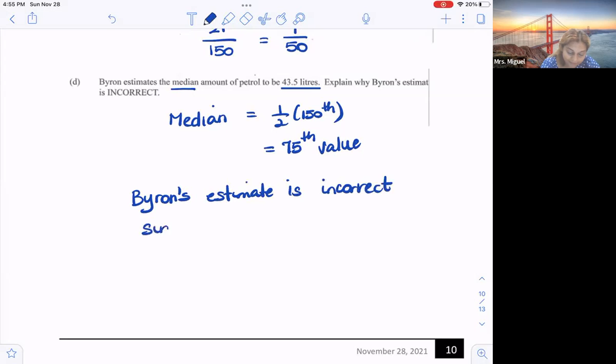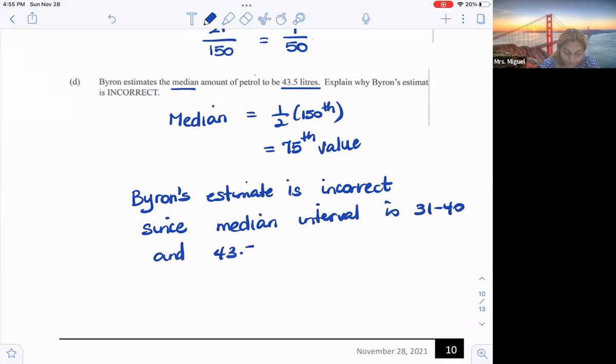since the median interval is 31 to 40 and 43.5 does not lie in that interval. Now, if Byron had estimated 33.5, his estimate would have been correct.